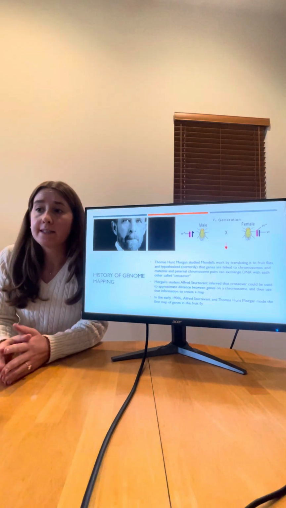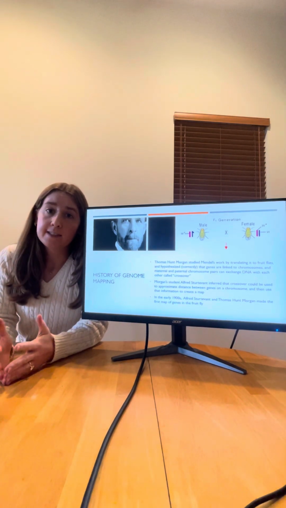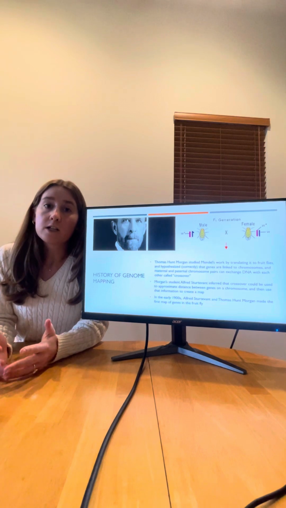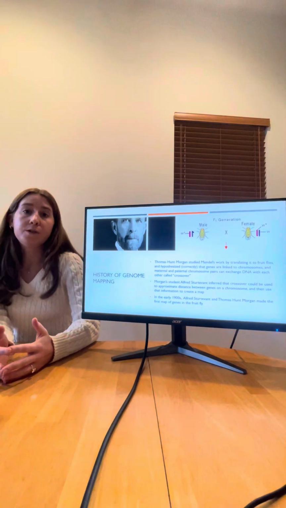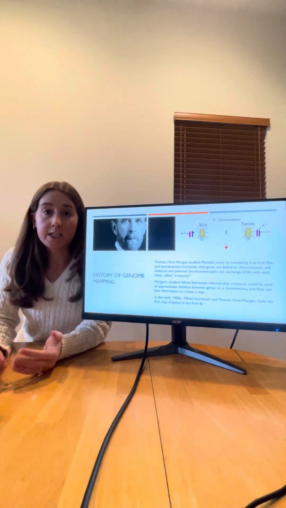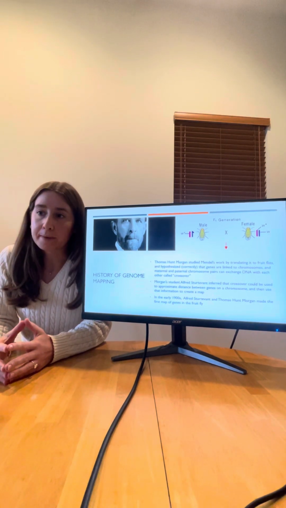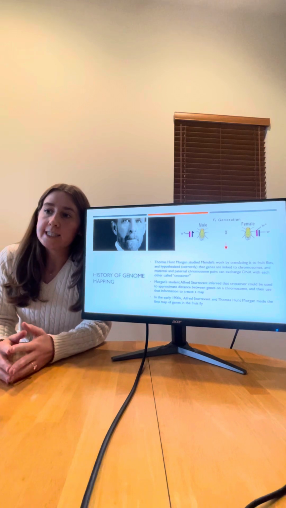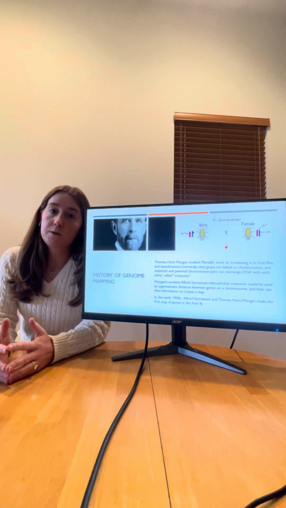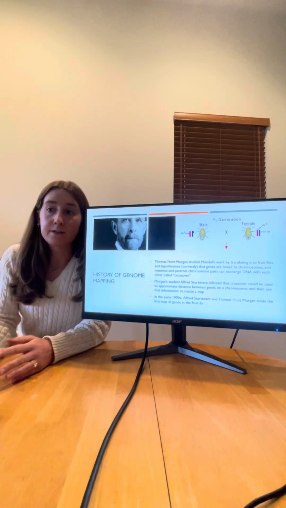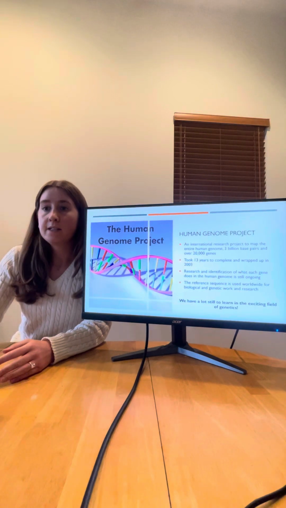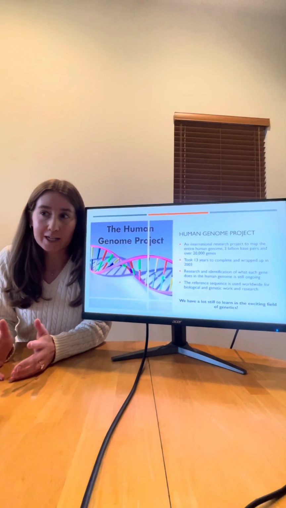Morgan had a student, Alfred Sturtevant, who inferred that crossover could be a way to estimate the distance between genes in a genome. And this became the foundation for genome mapping. In the early 1900s, Alfred and Thomas were able to make the first map of the fruit fly genome. So this brings us to the Human Genome Project.